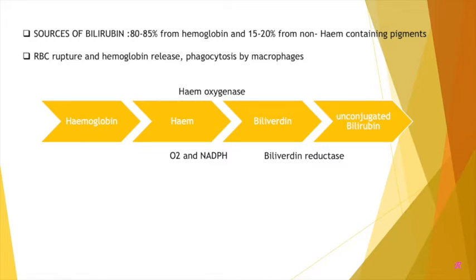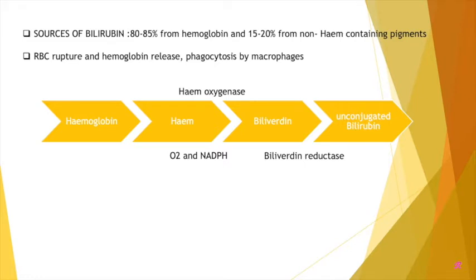So heme will further get divided into two things. One is free iron, and the second is a straight chain of four pyrrole nuclei. The major raw material of bilirubin is this straight chain. It is from this straight chain that bilirubin is further produced. So you can see this flow chart.